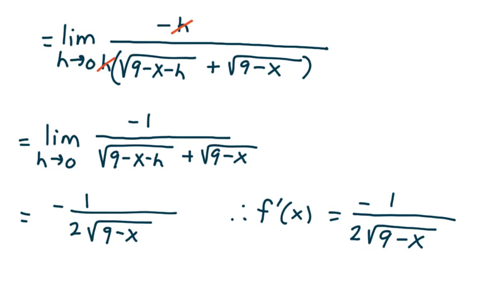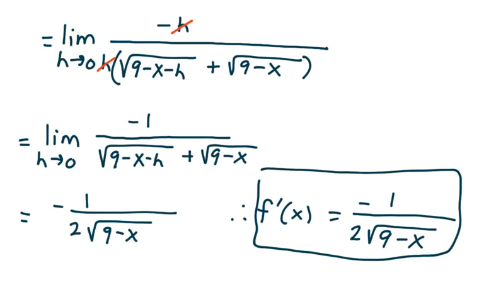And so in the end, I get negative 1 over 2 times the square root of 9 minus x. And so what that tells me is f prime of x is negative 1 over 2 times the square root of 9 minus x.